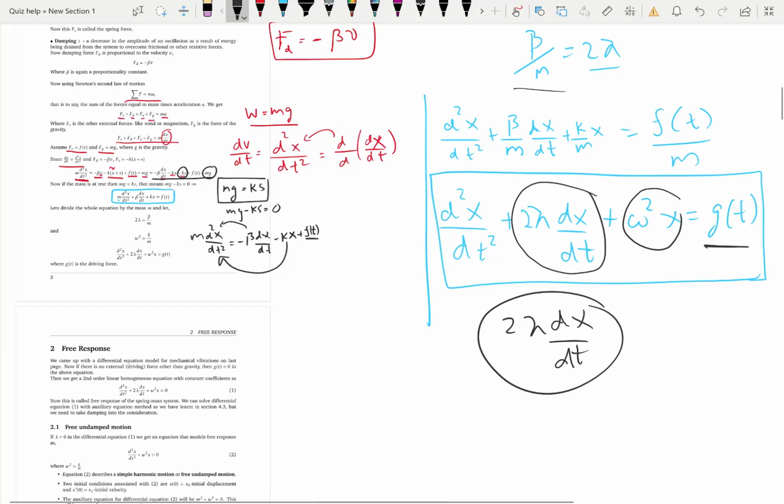Okay, so now you can see we have a second order differential equation model. You can see the coefficients are constants, lambda and w squared are constants, and it is a non-homogeneous differential equation. We are going to use what we learned in chapter 4 to solve this, but we have a lot of applications to learn within this model.